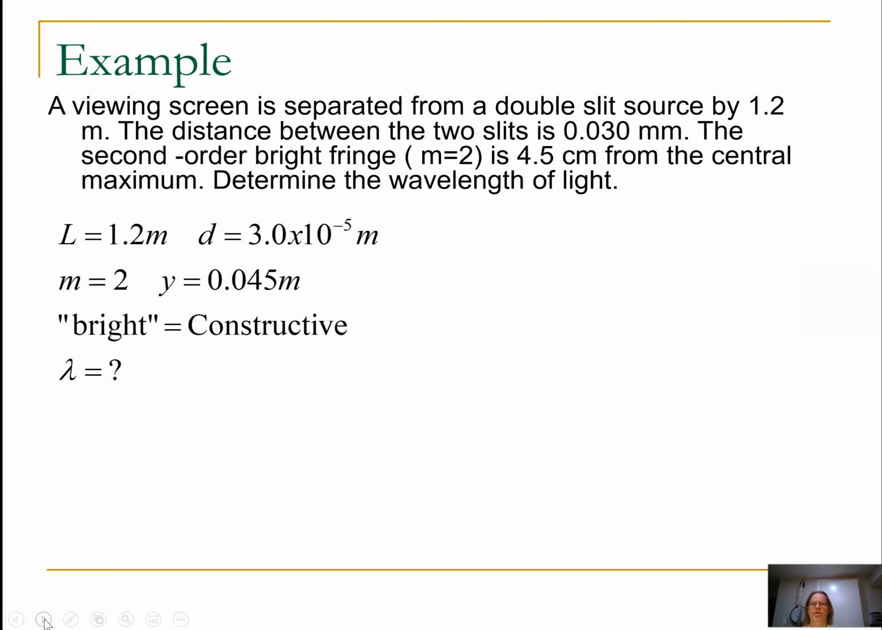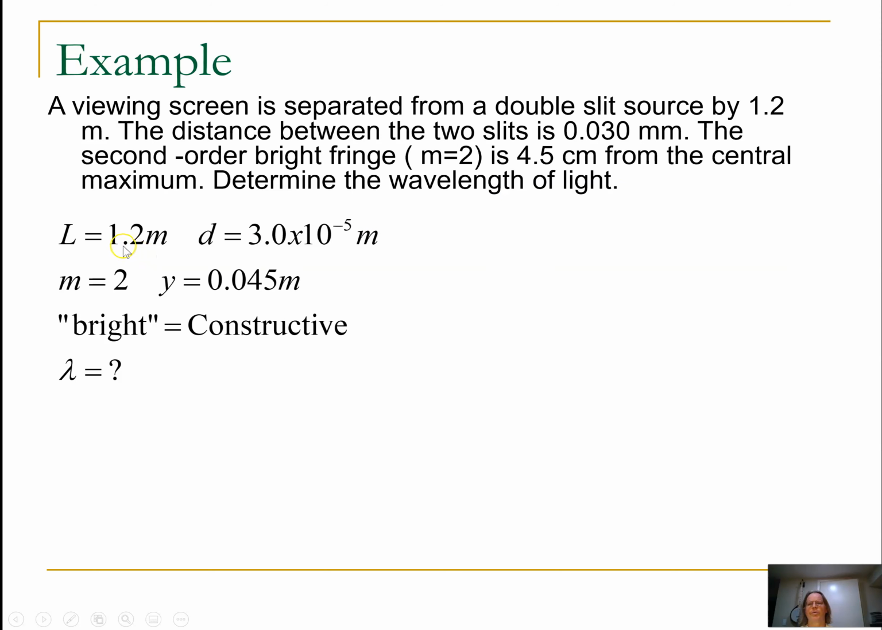So here's your lone example. We have a viewing screen that is separated from a double slit source by 1.2 meters. The distance between the two slits, so that's your D, is 0.03. The second order bright fringe, which is an M of 2, is 4.5 centimeters from the central maximum. That's in the middle. So in this case, we don't know the wavelength of the light. We're solving for the wavelength.